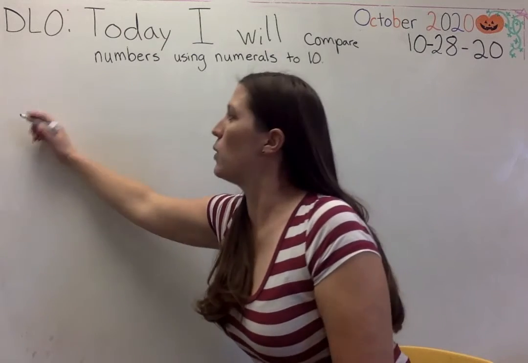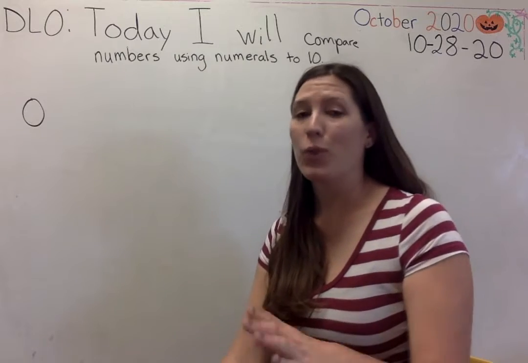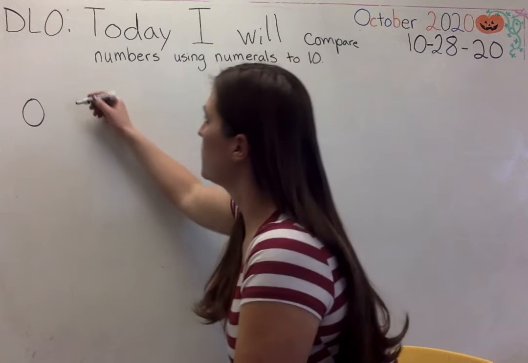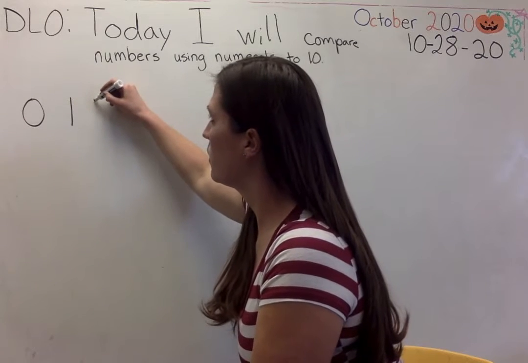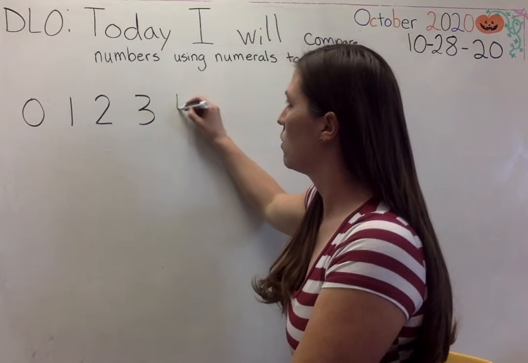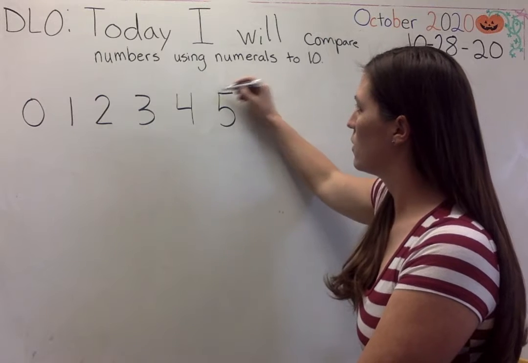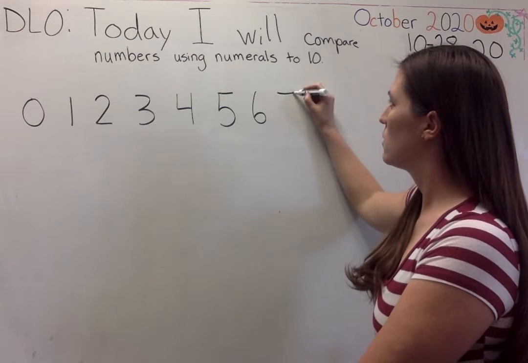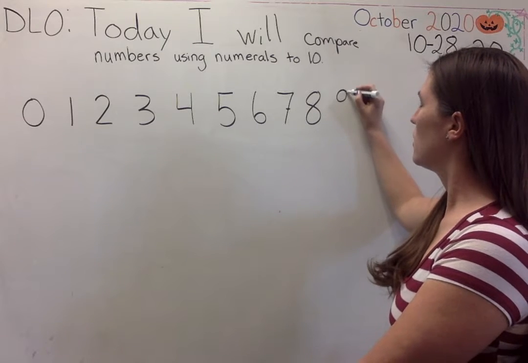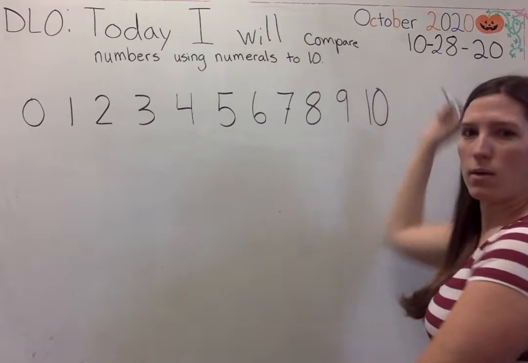I'm going to start on this side with 0, because when we know a number is less, it is closer to 0. So 0, 1, 2, 3, 4, 5, 6, 7, 8, 9, and 10. Good, you can see that.